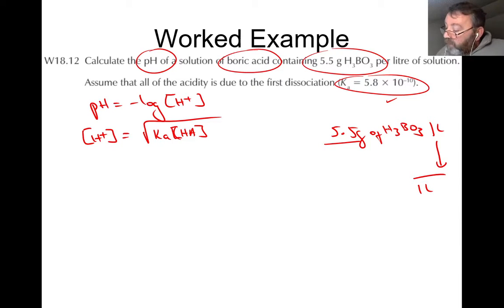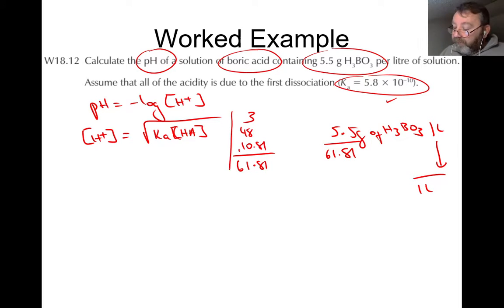So what have we got? We've got H3, that's 3. We've got O3, that's 3 oxygens, that's 48. And then boron itself, which is 10.81. So when I add those up, I get 0.81, I get 8, 9, 10, 11, and I carry a 1, that's 61.81. Okay, so that's the mass of boric acid, there it is, which I now divide into 5.5 to turn it into moles.